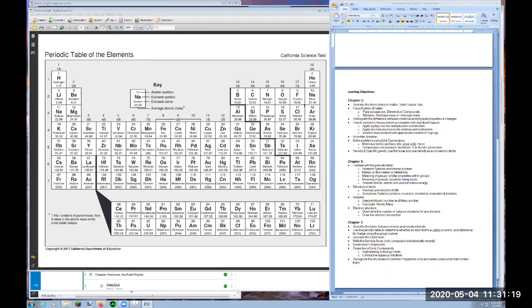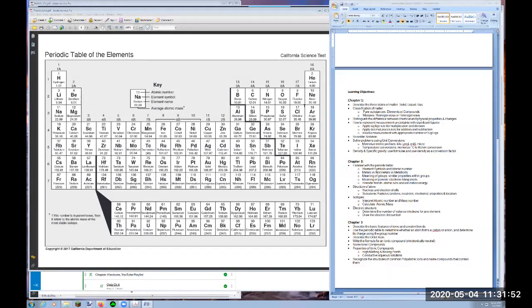What is more important is the subatomic particles. Remember what protons, neutrons and electrons are. Protons are positive, P for positive, positive charges. Electrons are negative charges, and neutrons are neutral. The protons and neutrons are the ones in the nucleus, and the electrons are in the electron cloud around it.